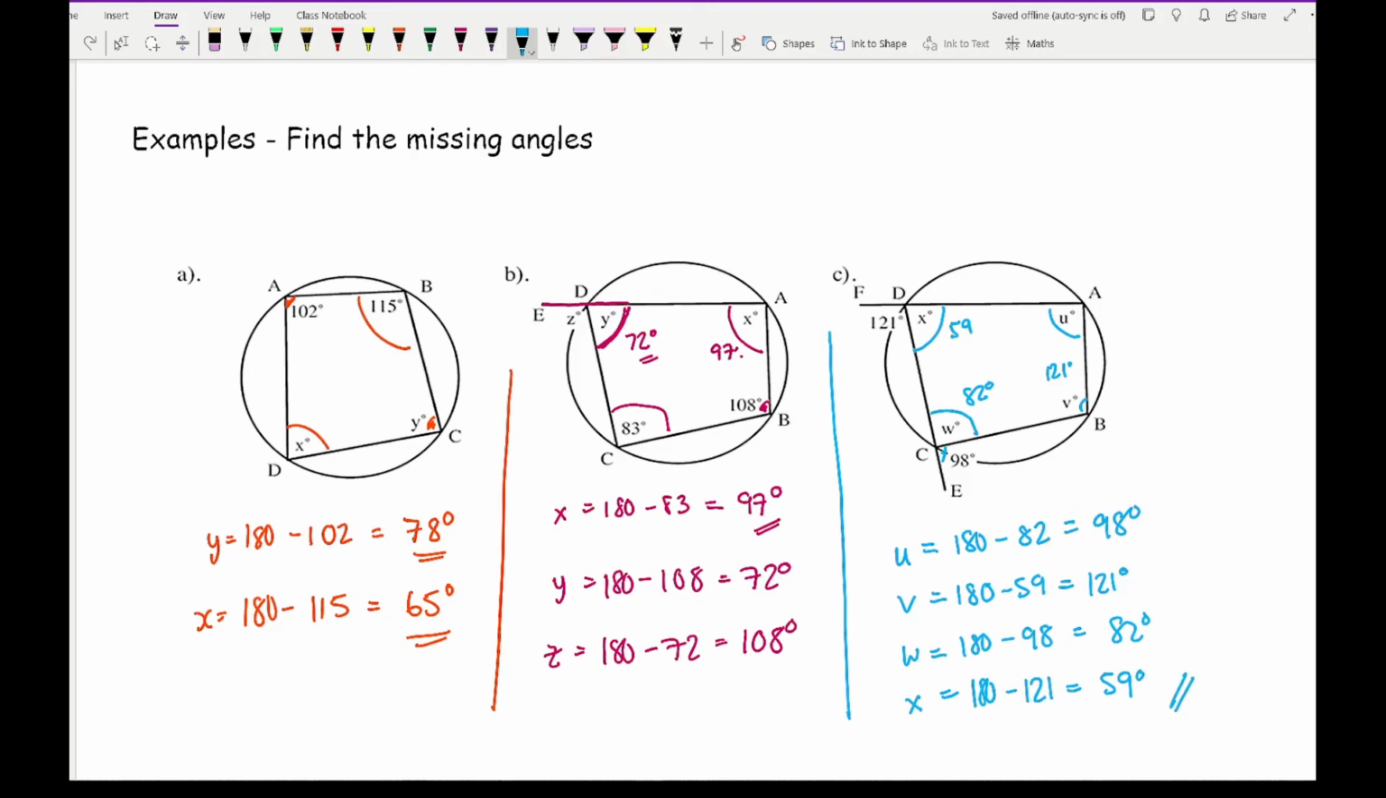Now we'll put a copy of these questions in the description below along with some notes, and obviously these are only three of the circle theorems. I definitely encourage you to watch the next video on circle theorems 2, which covers the other theorems.